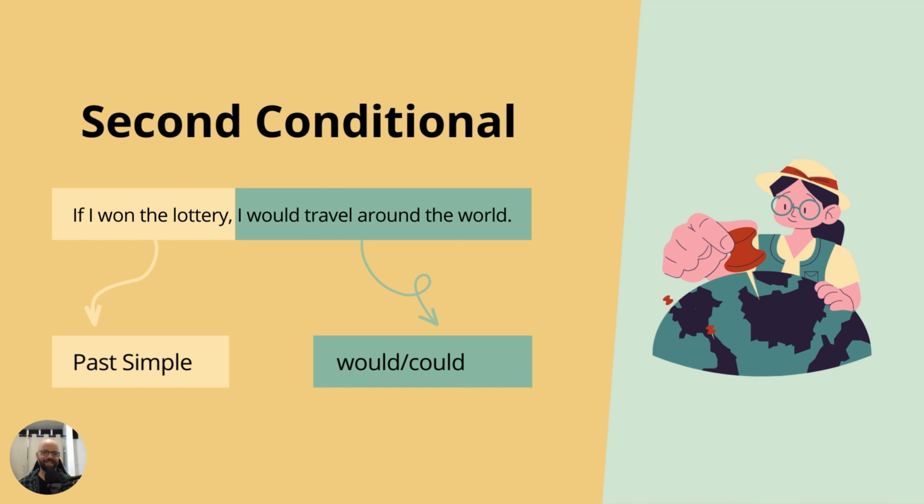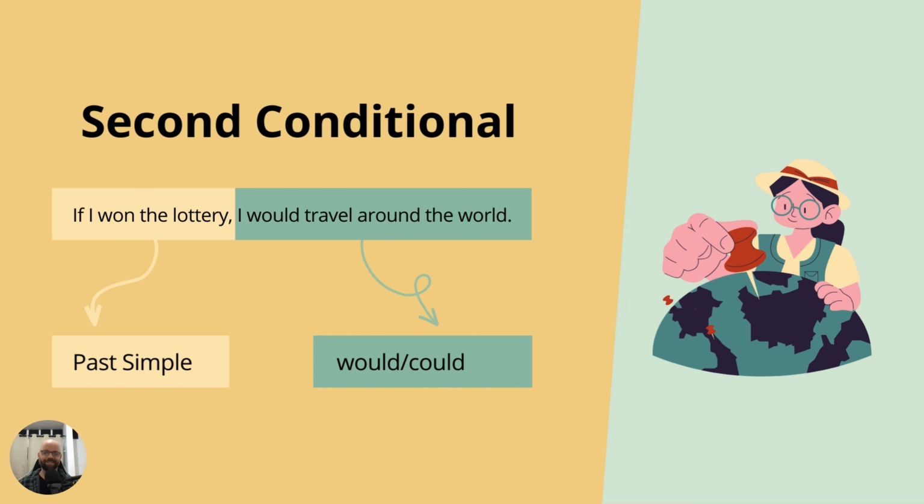All right, second conditional. If I won the lottery, I would travel around the world. This conditional type is made up of the past simple and the use of would or could. You can use either one.